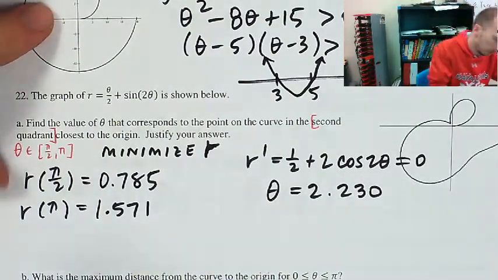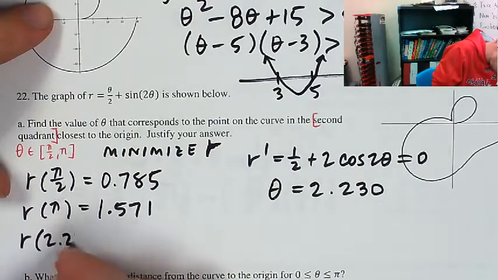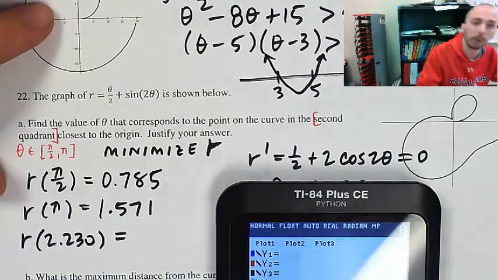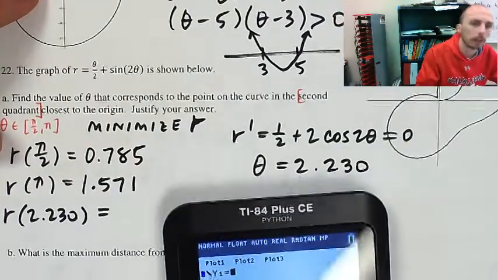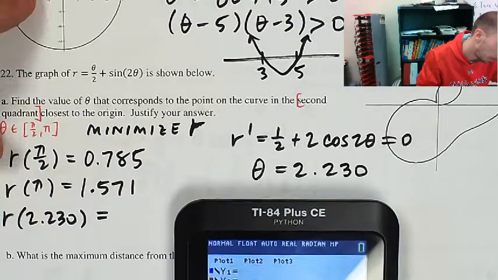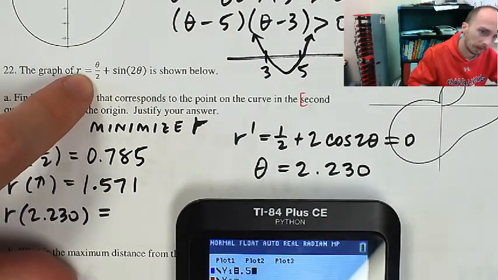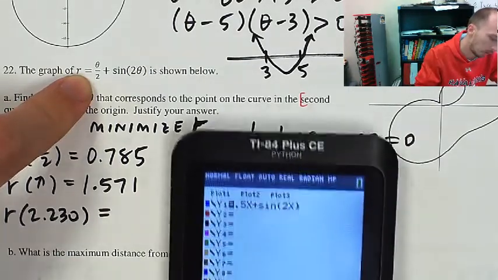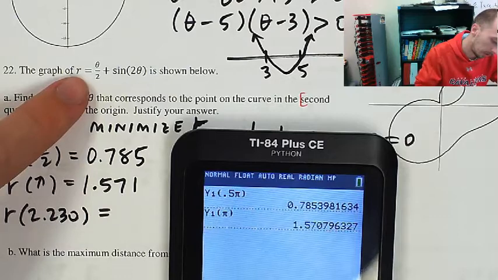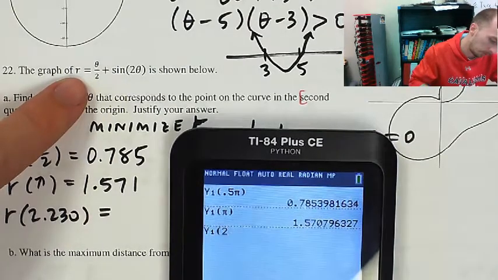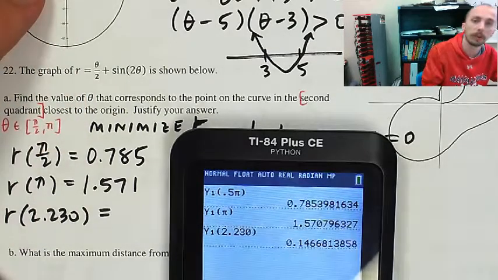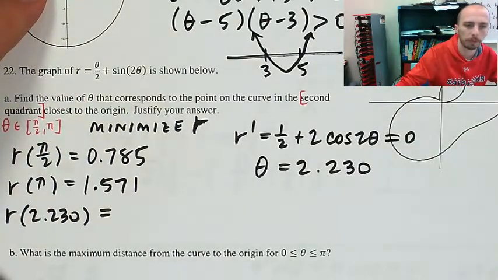Okay, and then we're going to take r of 2.230, and did I replace? I shouldn't have replaced. I should have put it into y2, but that's okay. Not a huge deal. I'm going to say r is half theta plus sine 2 theta, and then I want to plug in y1 of 2.230. I get 0.147. Sure.